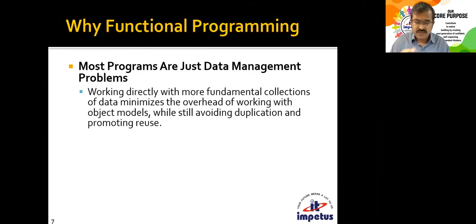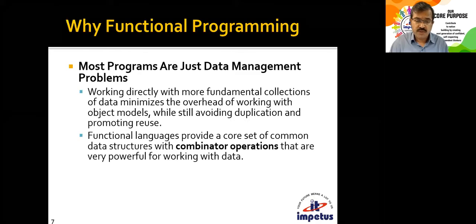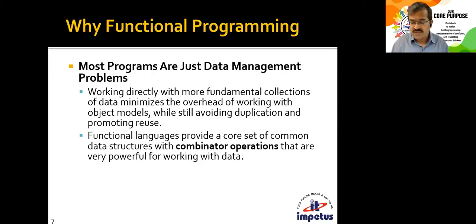That means there is some data which we read, we fetch some values, we display some values, and so on. If this is what has to be done, and this is promising you can get that work done in fewer lines, plus your original data is safe while those operations are happening, with no transformation, there couldn't be a safer or better mechanism than functional programming. Functional languages provide a core set of common data structures with combinator operators that are very powerful for working with data. This combinator is a very powerful feature which is available.